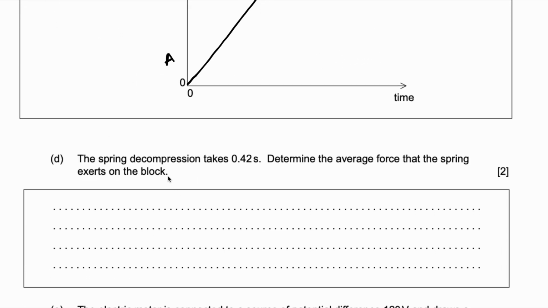Now, part D. The spring decompression takes 0.42 seconds. Determine the average force that the spring exerts on the block. Whenever there's a force and a time together in an equation, it usually hints towards using impulse. Impulse is J equals F delta t, and that's given in your formula booklet.